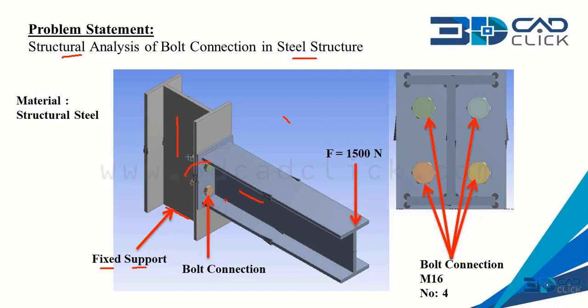Here we are going to get the bolt connection. The total number of bolts is 4. The size of the bolt that we are using for the analysis is M16. At this particular end, we are going to apply the force of 1500 Newton. The material used to perform the analysis is structural steel.